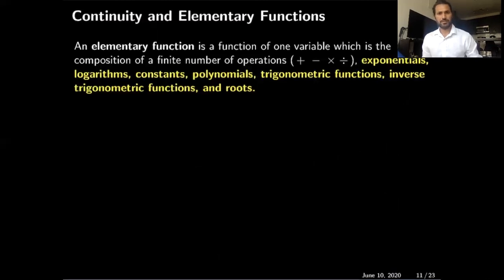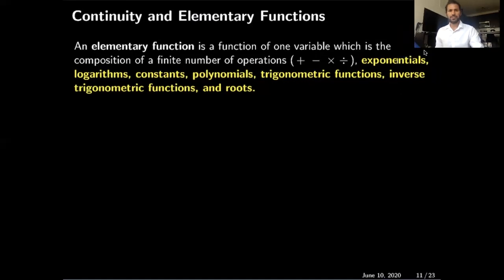Next, we will talk about continuity and elementary functions. A function is said to be elementary if it is the addition and subtraction of simple functions: exponential, e to the power x, logarithm, constant, polynomial, trigonometric, inverse trigonometric, or root functions. For example, if you have a polynomial function x squared plus 2 and a trigonometric function sine x, and you add, subtract, or multiply them, the new function which is formed we call an elementary function.